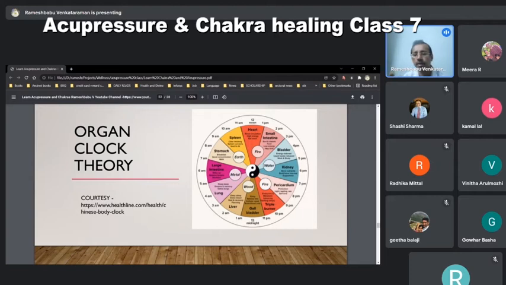So first it focuses on the pericardium. The pericardium gets maximum energy between 7 to 9, and then the triple warmer starts. What the triple warmer does is focus on energy, so that the entire body temperature is maintained.